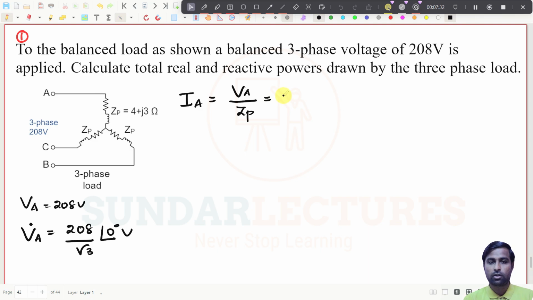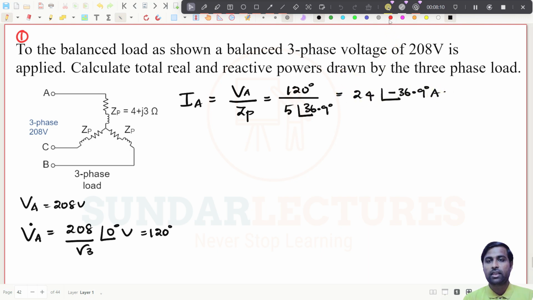So this is the IA phase. That should be equal to VA phase, which is 208 divided by root 3, that is 120 at an angle of 0 degree. So if you simplify this, you will get 120 degree divided by, and here they have given you 4 plus J3. That is ZP. If you convert this into polar form, then you will get 5 at an angle of 36.9 degree. And if you simplify this, you will get 24 at an angle of minus 36.9 degree amperes.